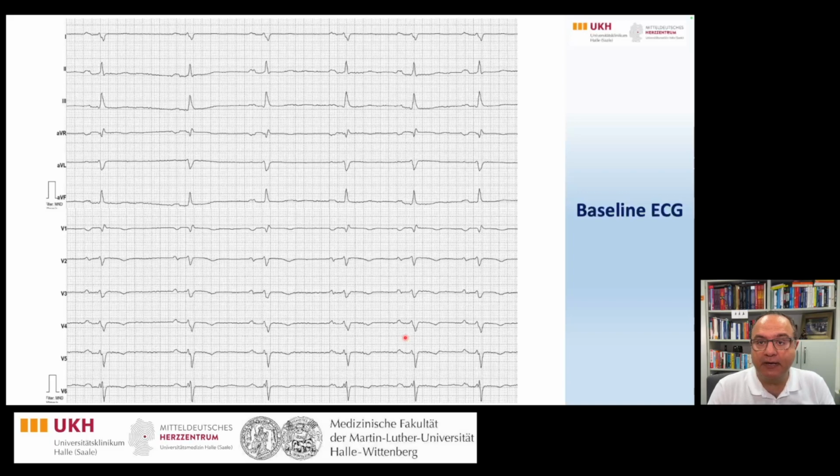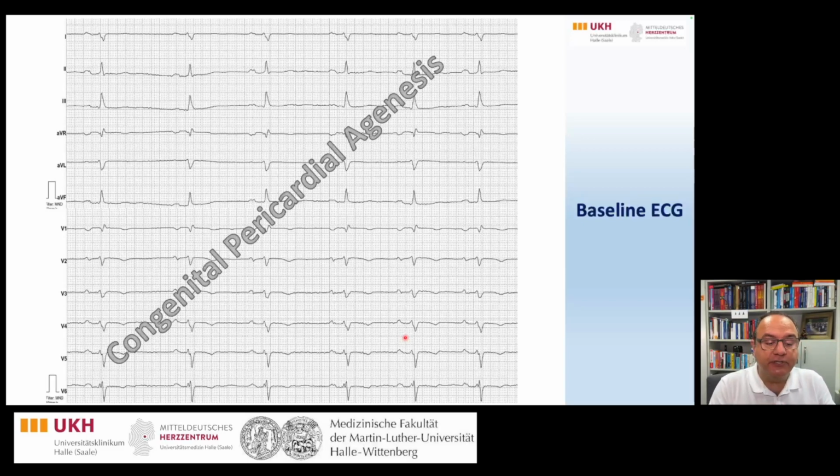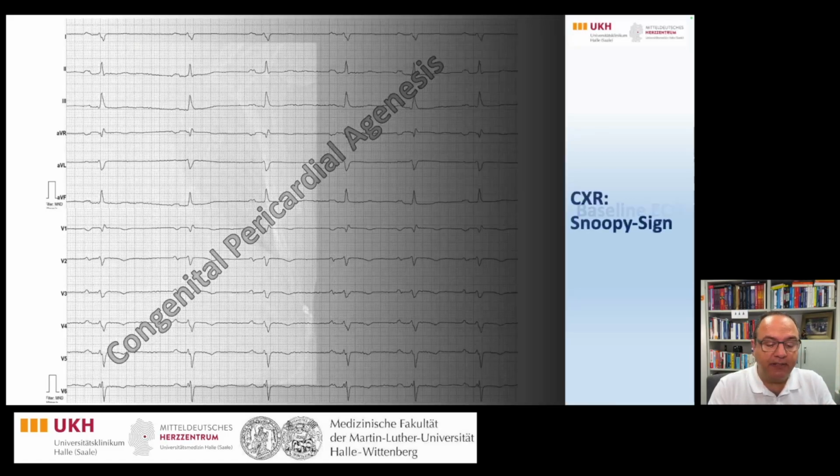in precordial leads, T-wave inversion, and also poor R-wave progression. Putting all these findings together, we can propose the diagnosis of congenital pericardial agenesis. But why does this create these ECG findings?